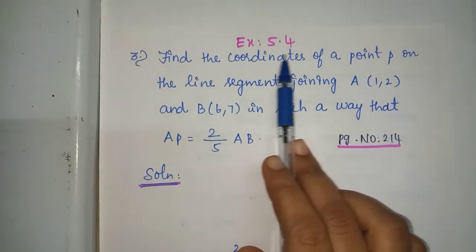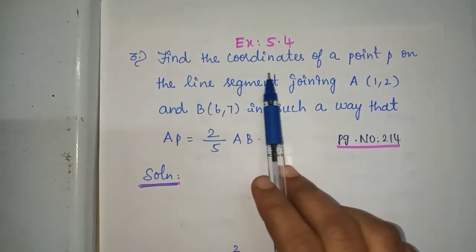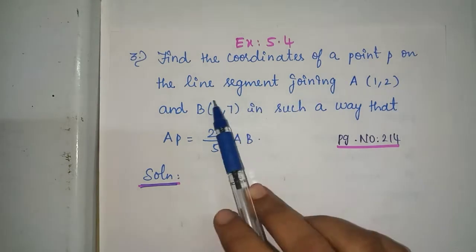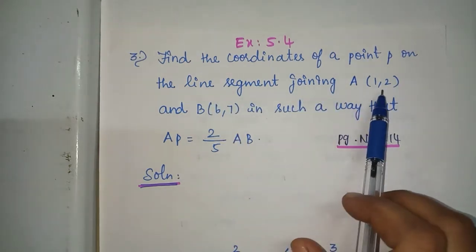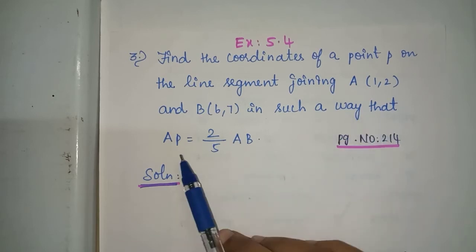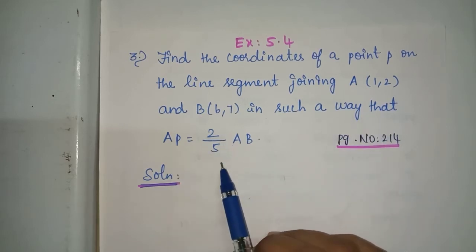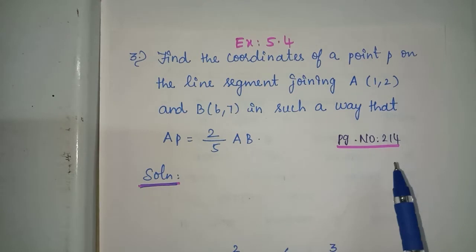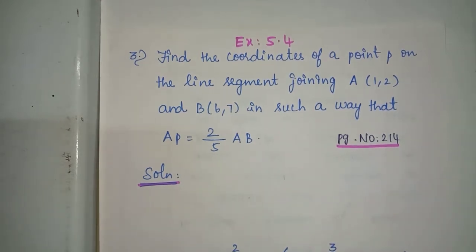Next we are going to see exercise 5.4 third problem. Find the coordinates of a point P on the line segment joining A of 1, 2 and B of 6, 7 in such a way that AP is equal to 2 by 5 times of AB. This problem belongs to the page number 214.